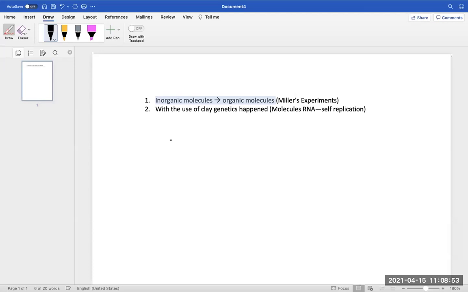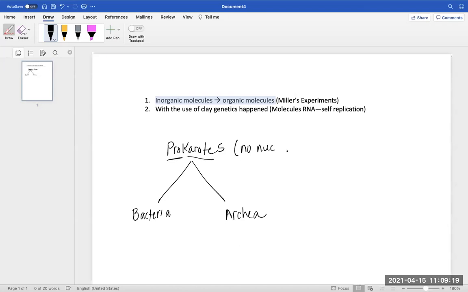We have prokaryotes, and they have two groups. One is bacteria and the other one is archaea. Prokaryote means no nucleus. Pro means before, karyote means nucleus, so no nucleus. And also no organelles.